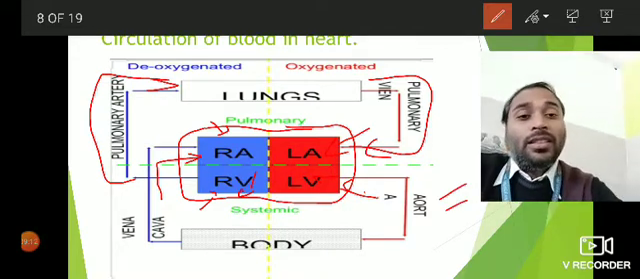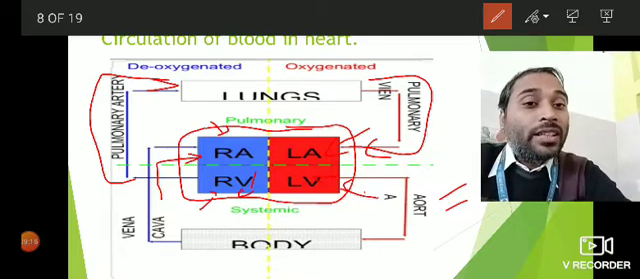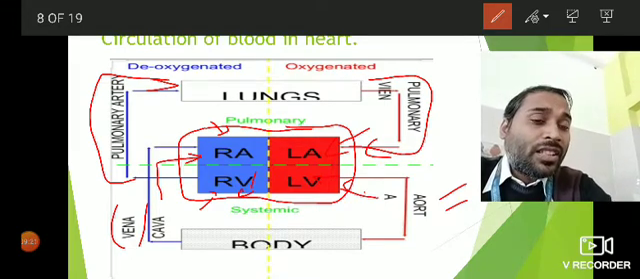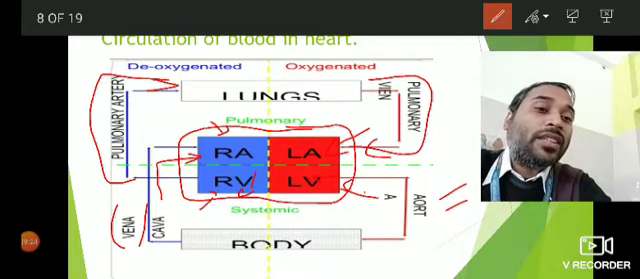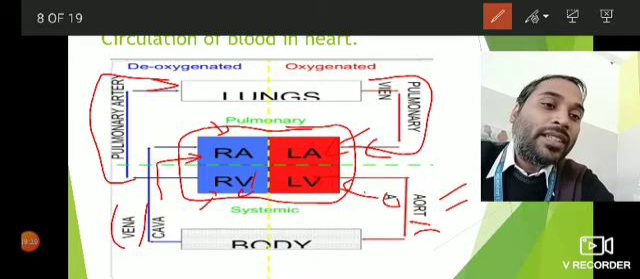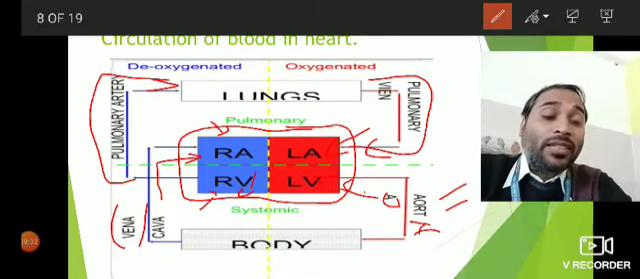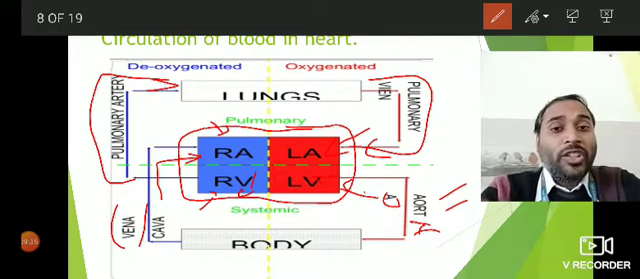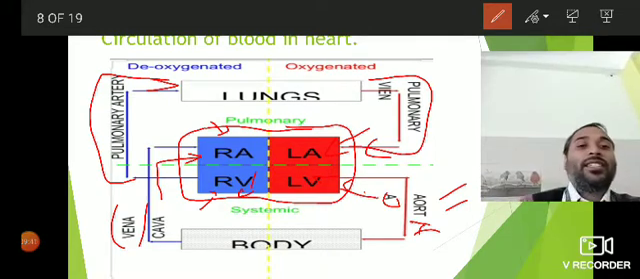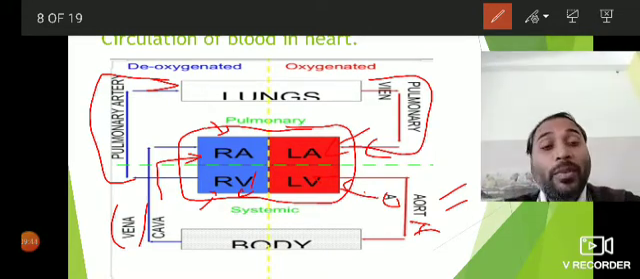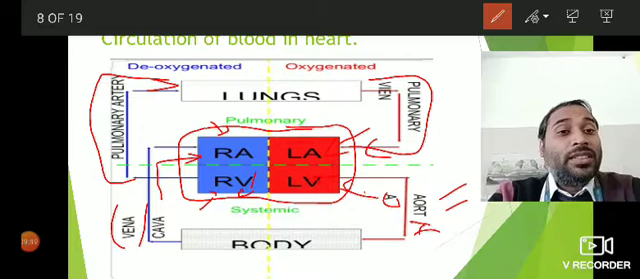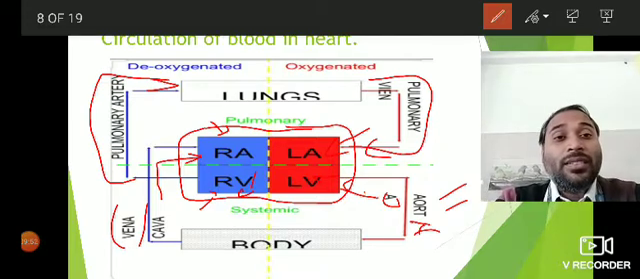The part that brings the deoxygenated blood into the heart is known as the vena cava, and the part that takes the pure blood to all parts of the body is known as the aorta. This is not the aorta, this is the aorta. A has been misplaced here, it should be here. So it is the aorta. So this is how the circulation of blood takes place in the human body. I hope you have understood this. Please try to draw this schematic diagram once again to have a better understanding of the circulation of blood.